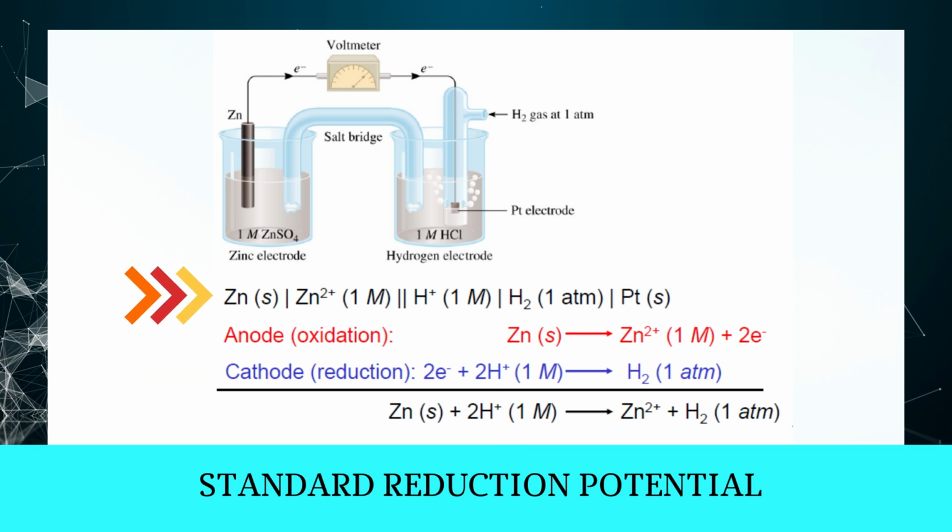You also can write the cell notation. So zinc solid produces zinc 2 plus 1 molar. This is the cell notation for the anode. And then we separate with a double vertical line for the salt bridge. And then the cathode has H plus 1 molar concentration. And then we have one single line for H2 gas, and then one single line for the Pt electrode solid.